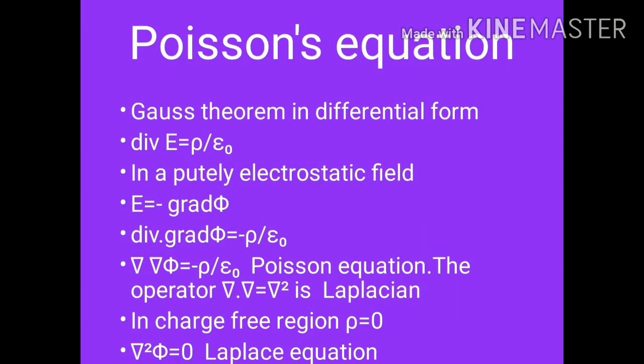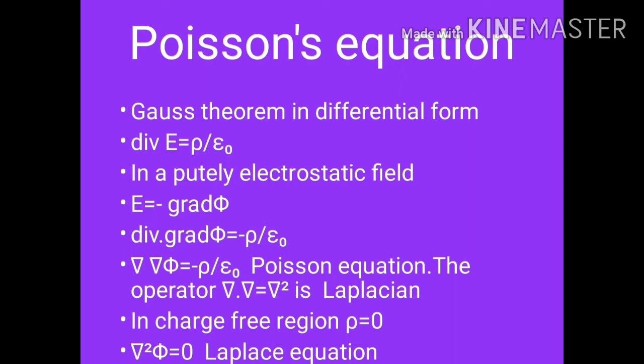Poisson's equation, Gauss theorem in differential form: div E equals rho divided by epsilon naught. In a purely electrostatic field, E equals minus grad phi. Divergence of grad phi equals minus rho divided by epsilon naught. Del squared phi equals minus rho divided by epsilon naught. This is Poisson's equation, where the operator del squared is the Laplacian. In a charge-free region, rho equals 0, so del squared phi equals 0.